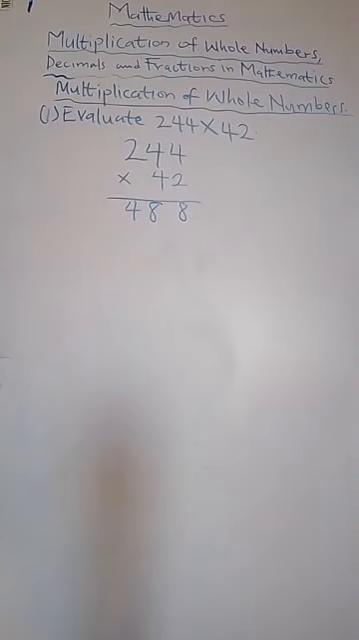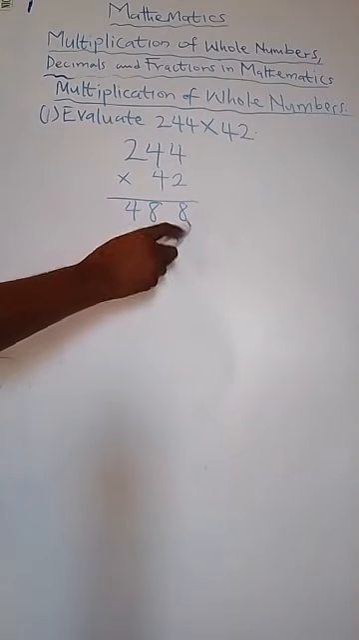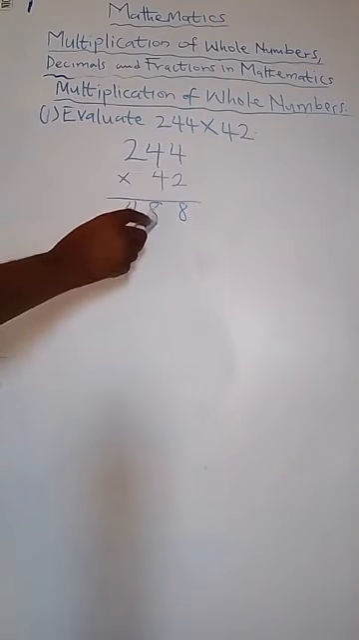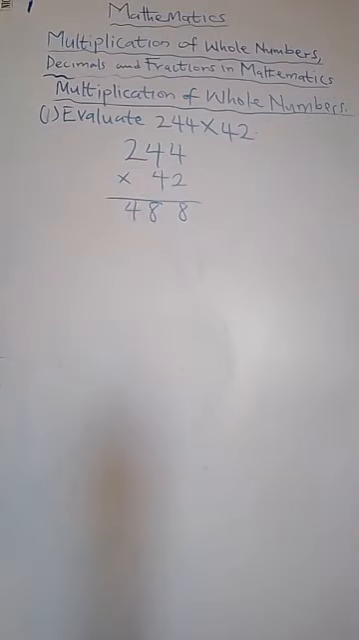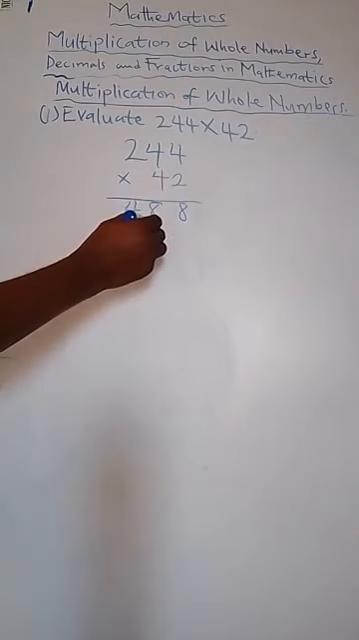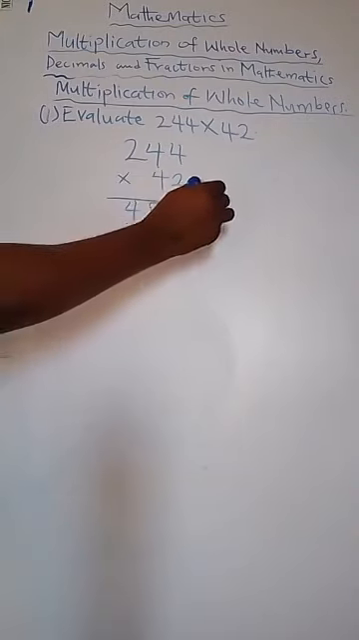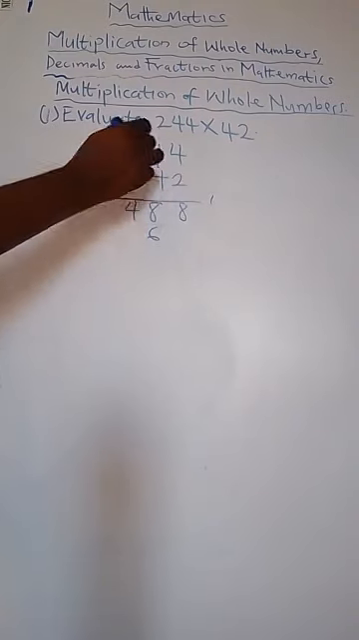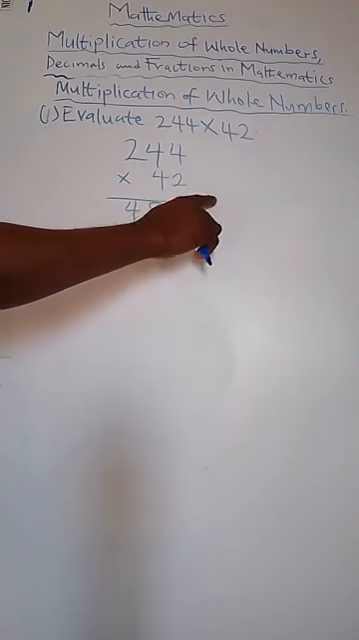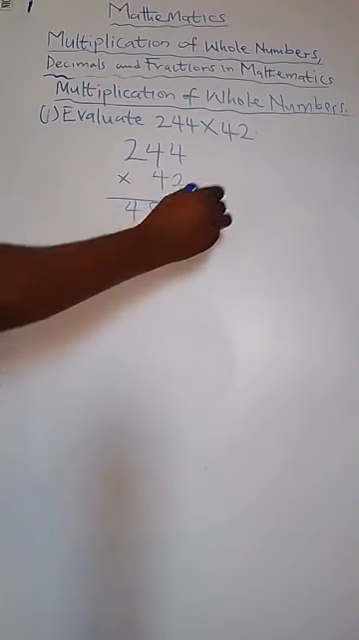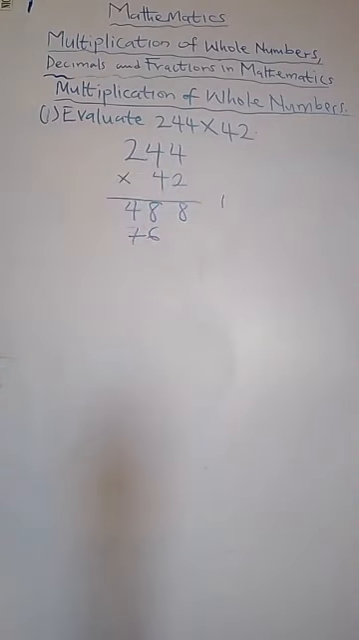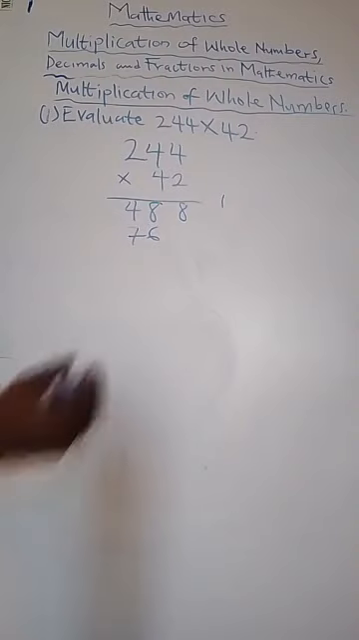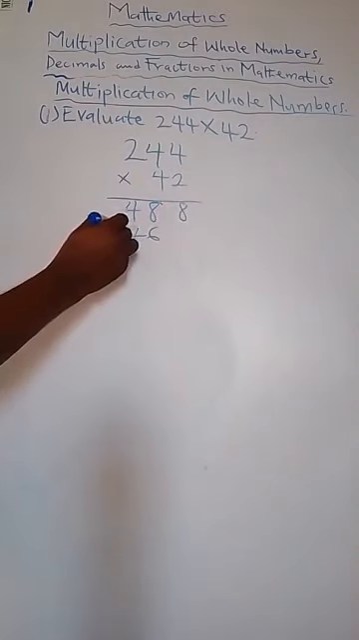Now, when you want to start the next step, you have to be very, very careful. You don't start writing from here. You start writing from here. That is directly under the number you are using to multiply. So 4 times 4, 16. You write the 6, you keep the 1. 4 times 4 again, 16, plus the 1 you are keeping, that's 17. You write 7, you still keep 1. 4 times 2, 8, plus the 1 you are keeping, that is 9.